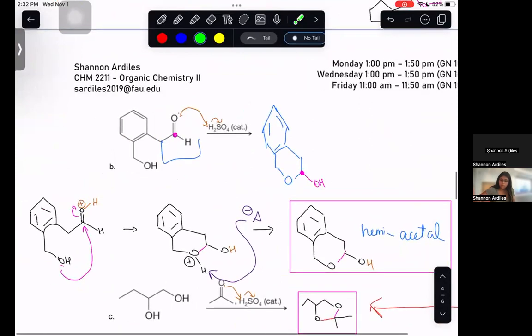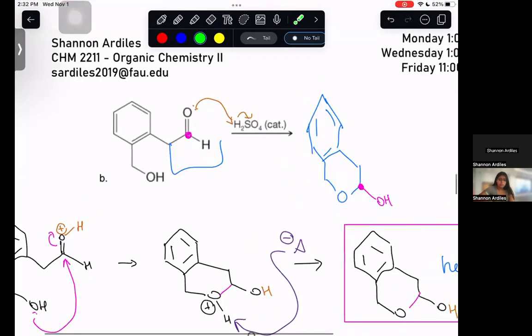Now for this one, it looked a little bit scarier because everything was practically within the same molecule. Now, in this case, let's just look at what we have in the molecule. We are starting with an aldehyde, okay? And we have an alcohol group. So aldehyde, alcohol, I can create two things, hemiacetal or acetal.